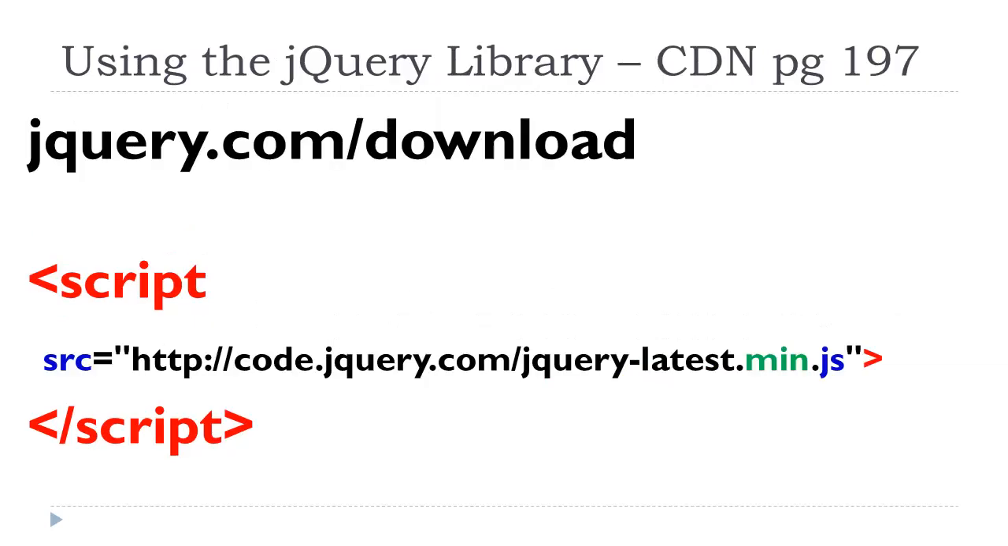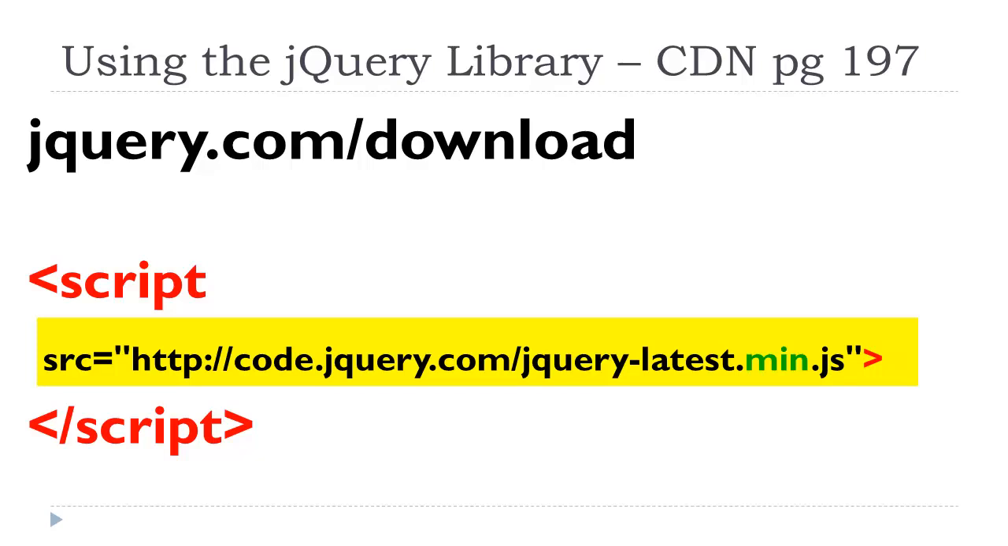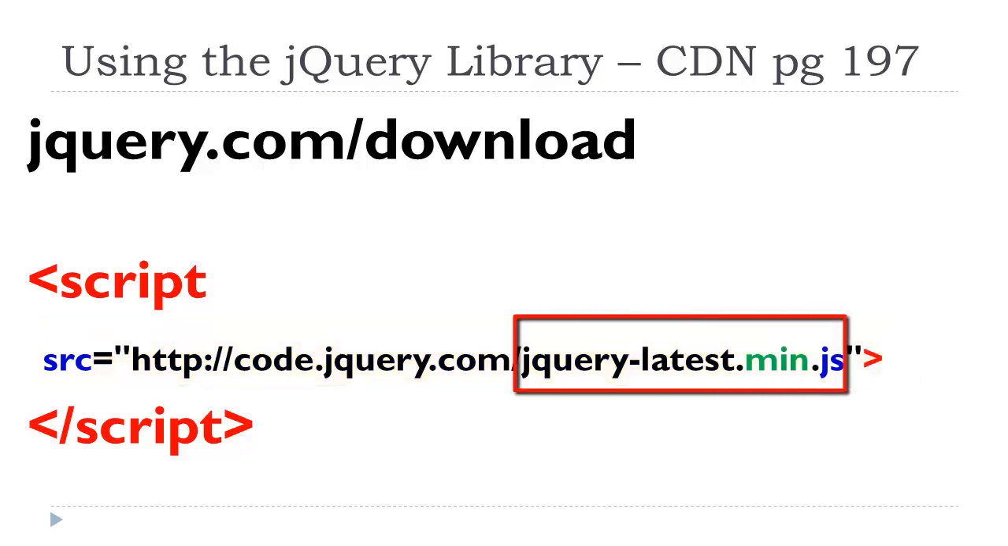Now, rather than using a specific version, you can actually just automatically access the latest version at the jQuery.com site. So here, we are accessing the hosted version from jQuery.com, and the file name is jQuery-latest.min.js. I'll talk about the min shortly. Remember, this is a JavaScript file, so it's .js.